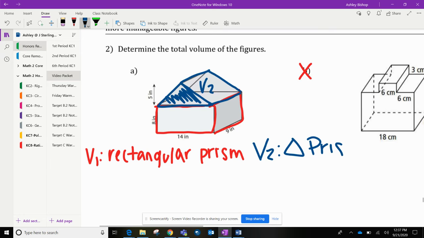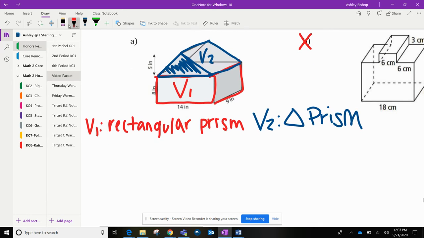And I'm going to save myself some time by not writing triangular. And then what I'm going to do is this was really two problems put together in one. I'm going to find the volume of my rectangular prism, and I'm going to find the volume of my triangular prism, and I'm going to add them together. So there's a couple steps within that. So I'm going to erase, so the only thing I'm looking at is my rectangular prism.